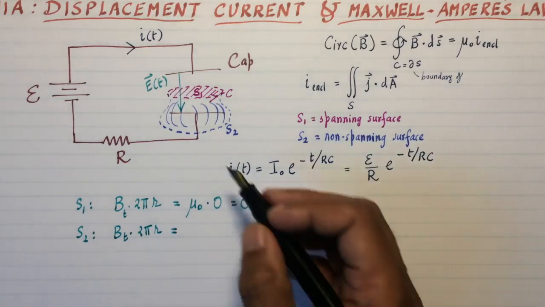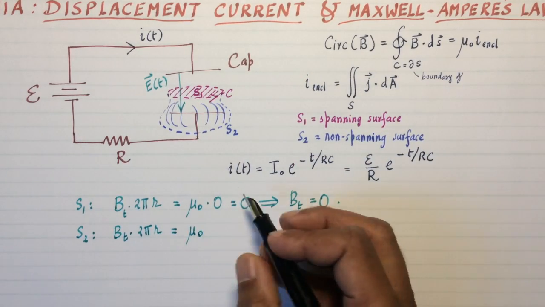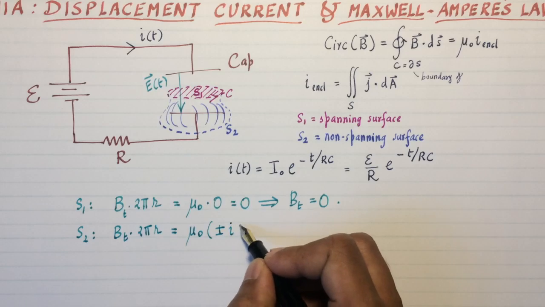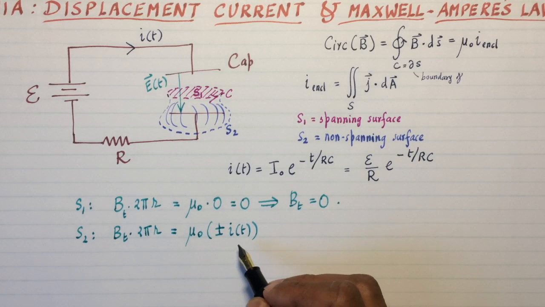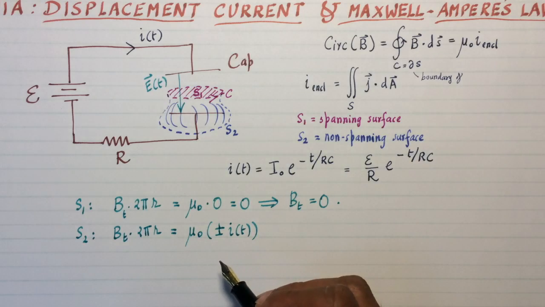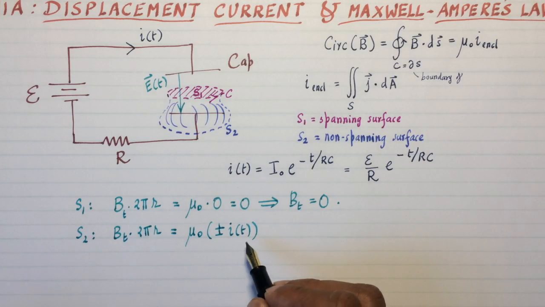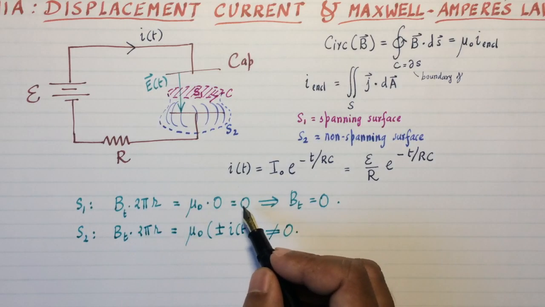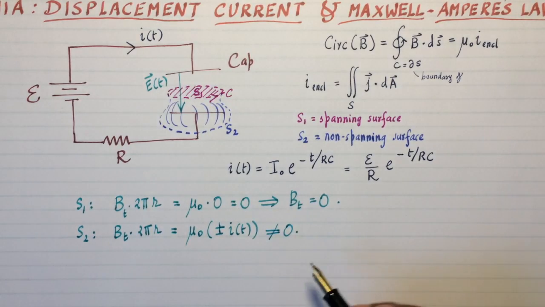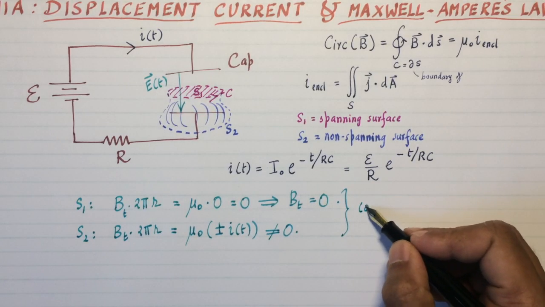And the right-hand side now is going to be mu naught times either plus or minus the current as a function of time, where I'm not getting too bothered about the plus or the minus sign. The main point I want to make is it's not 0. So on the one hand, you get 0, on the other hand, you get not 0. This is a contradiction.